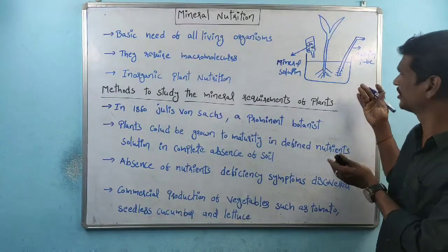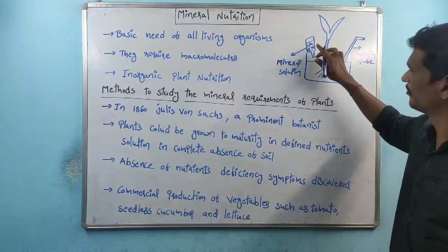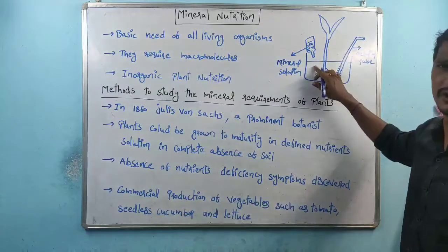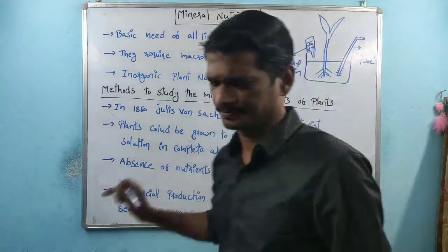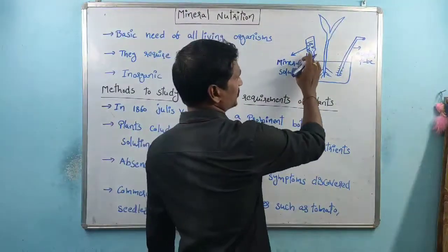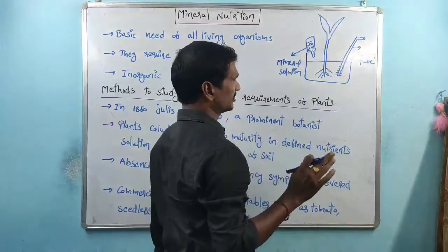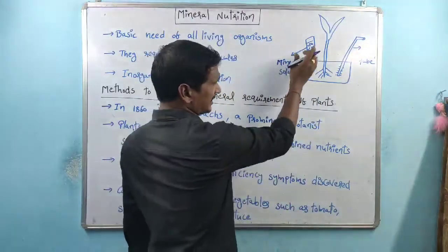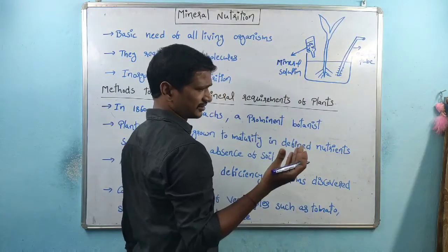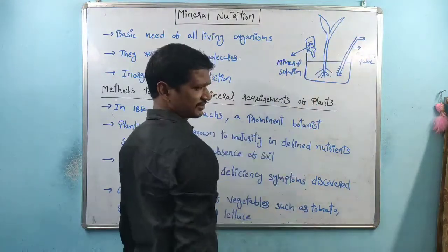Because within the market, minerals are available, which are collected and mixed with the water and supplied. This is the water, and these are the minerals mixed with the water. Within the market, mineral packets are available. We collect those mineral packets, mix them with the water, and supply them. Then the plants survive.